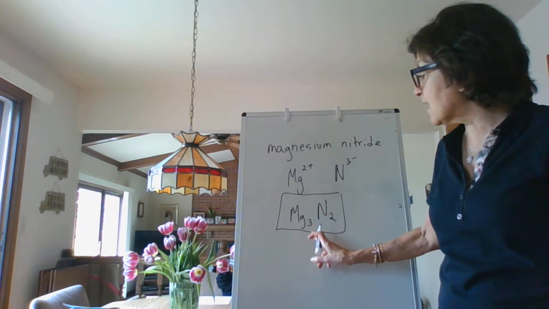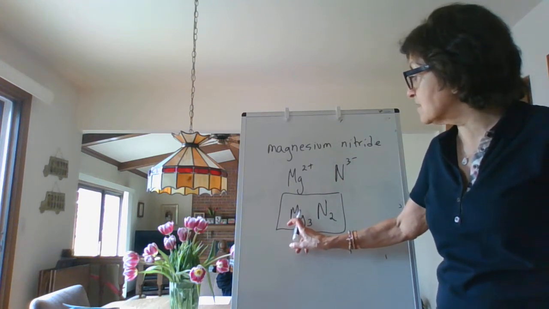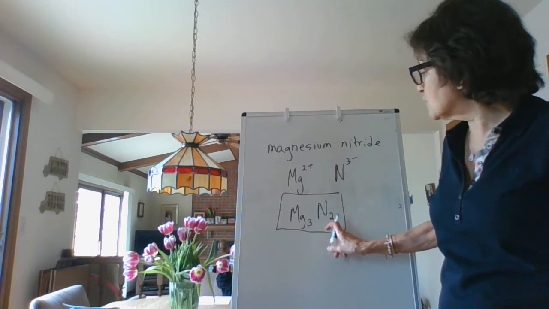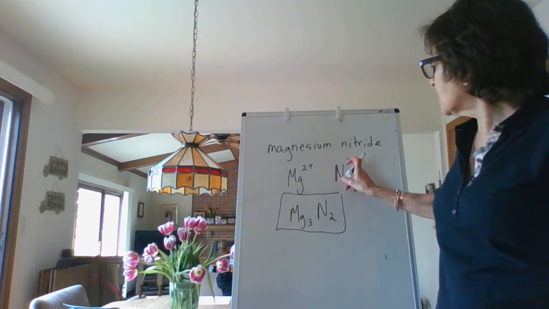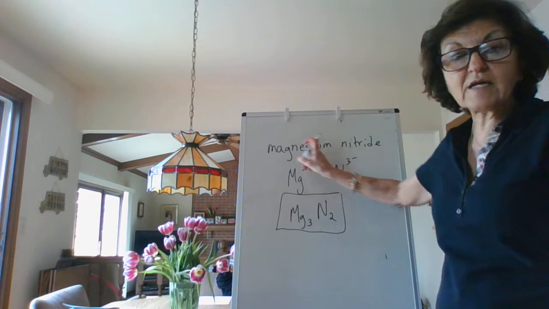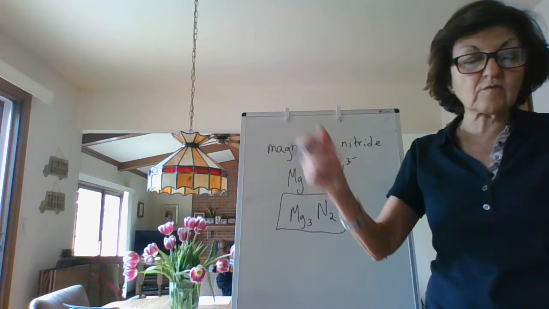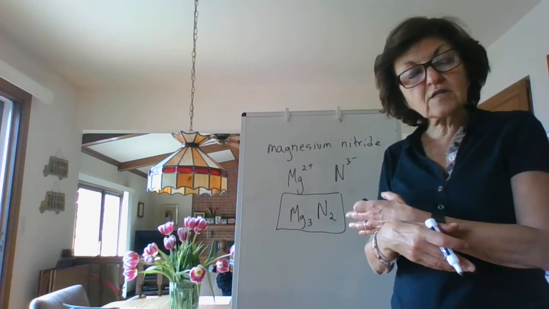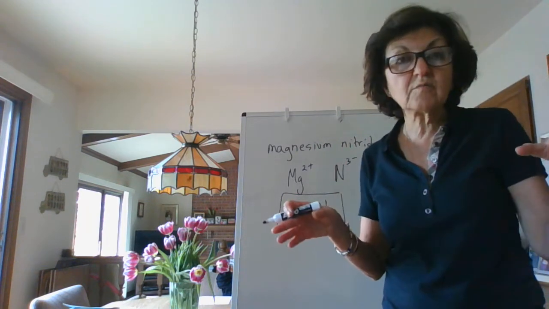So what this is saying is that you need 3 magnesiums, 3 times 2 is 6 plus, and you need 2 nitrogens, 2 times 3 is 6 minus. 6 minus and 6 plus, they cancel each other out. You're all done. Okay? So this crisscrossing the charges works beautifully.